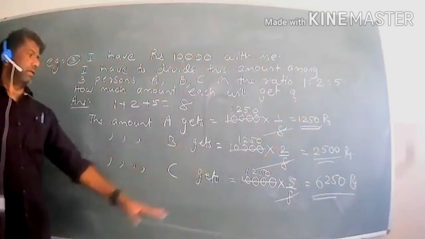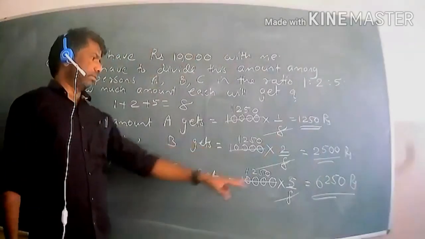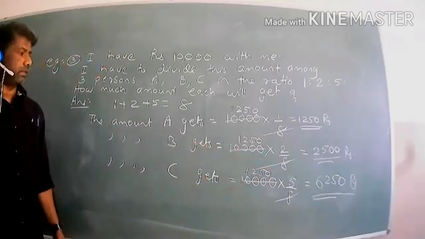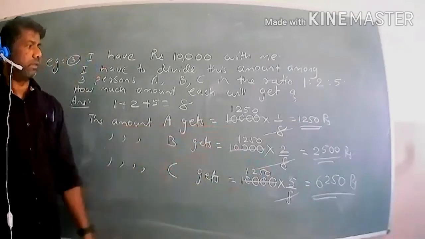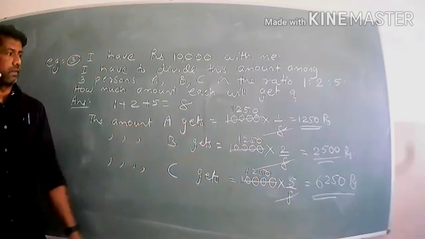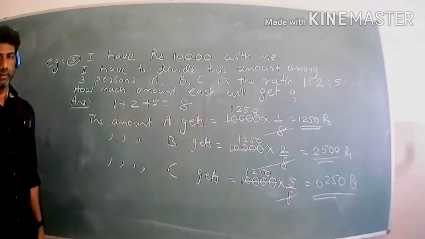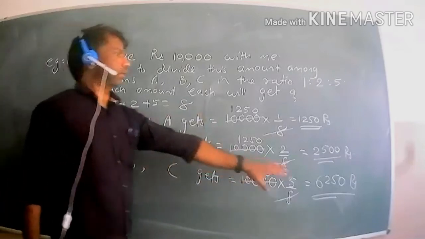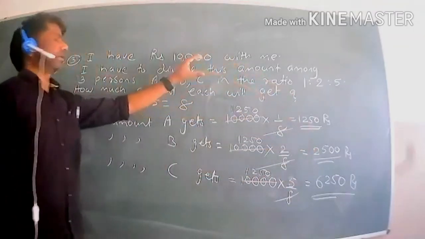So C will get the most amount, 6,250. B will get 2,500 and A will get 1,250. If you want, you can check by adding all these amounts, you should get 10,000.